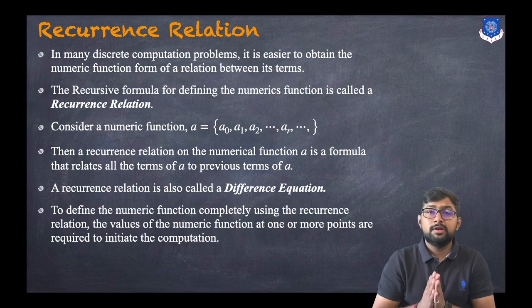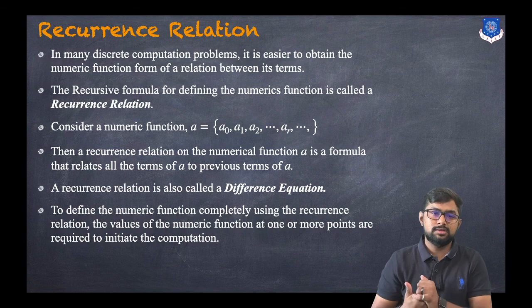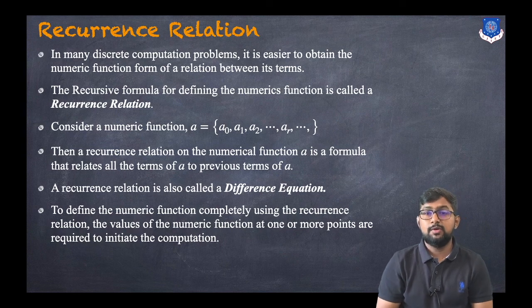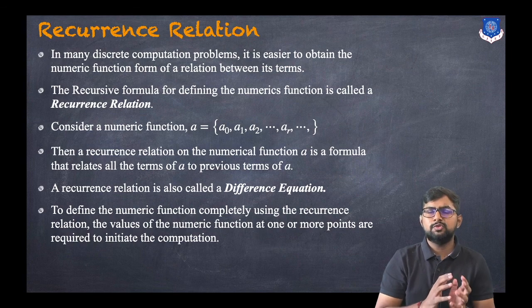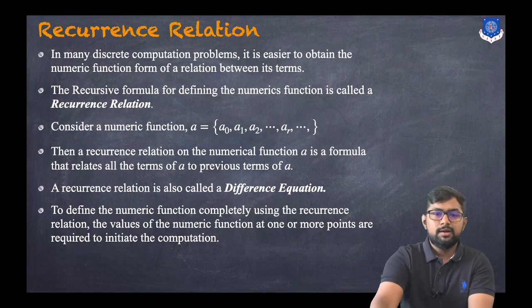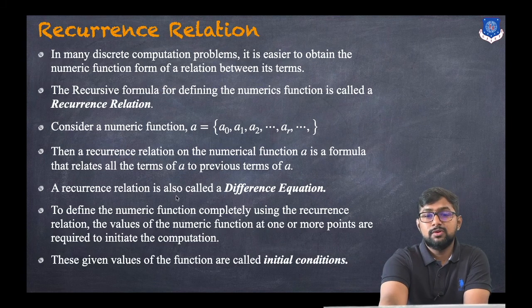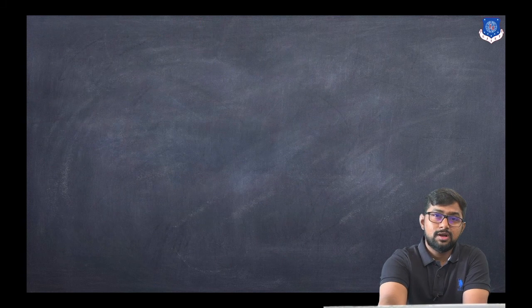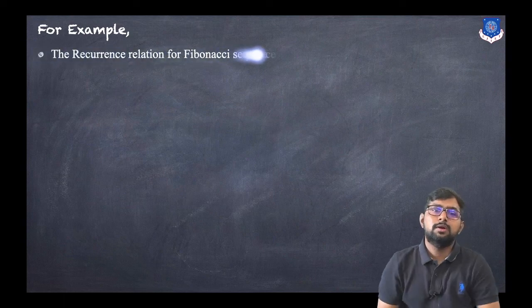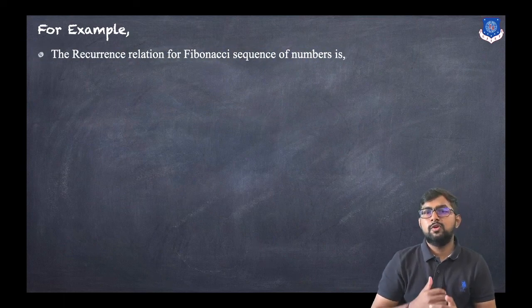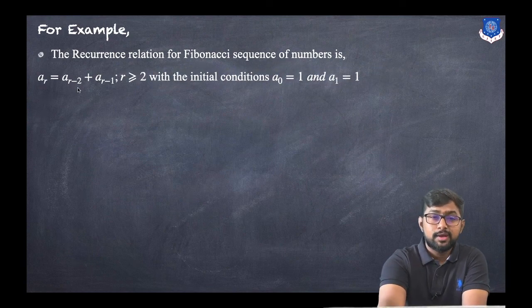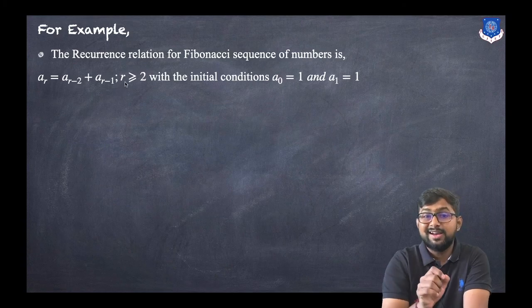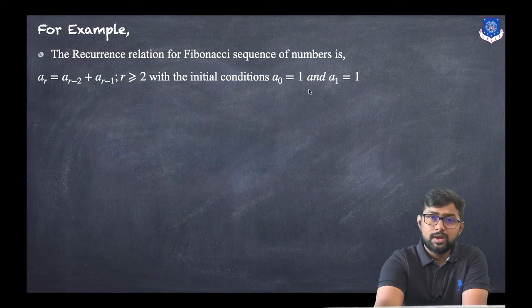Now to define the numeric function completely using the recurrence relation, the values of the numeric function at one or more points are required to initiate the computation. So for computation, 2 or 3 point values will be required. These values of the function are called initial conditions. For example, the recurrence relation for the Fibonacci sequence of numbers is given by a_r equals a_(r-2) plus a_(r-1), where r is greater than or equal to 2, with the initial conditions a0 equals 1 and a1 equals 1.